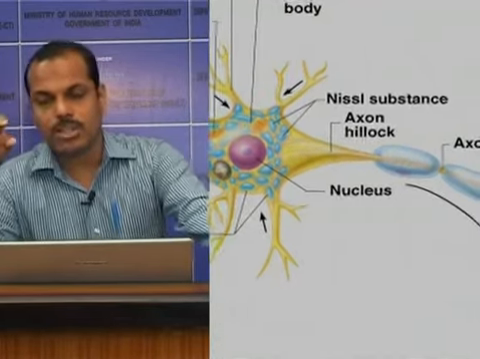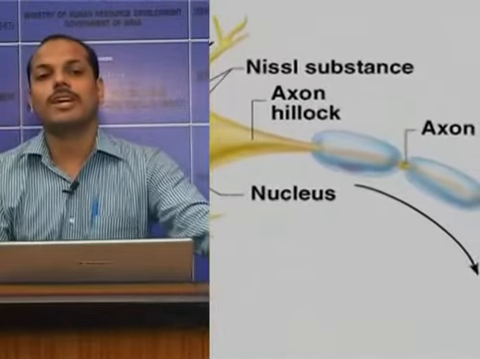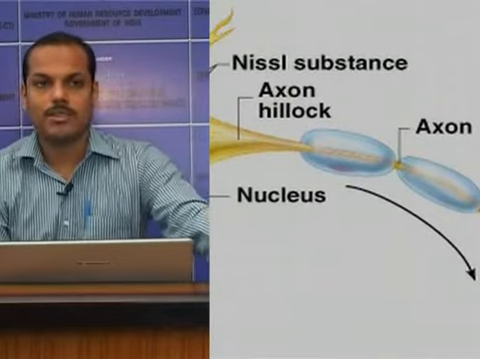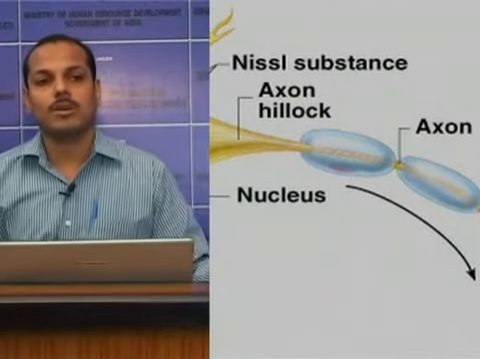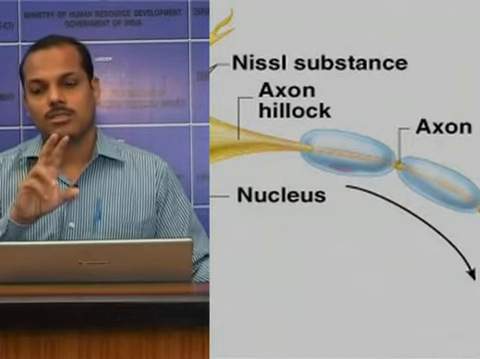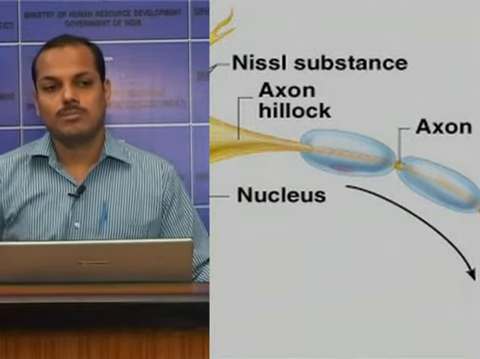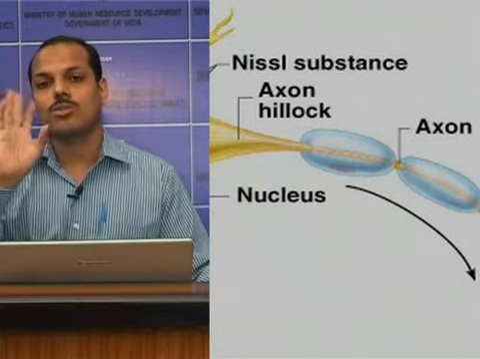So in the central part of the axon there is axoplasm, and it is covered by a covering called axolemma. Inside the axoplasm there are mitochondria and axoplasmic vesicles, but Nissl granules are absent in the axoplasm. So the axon cannot synthesize its own protein.